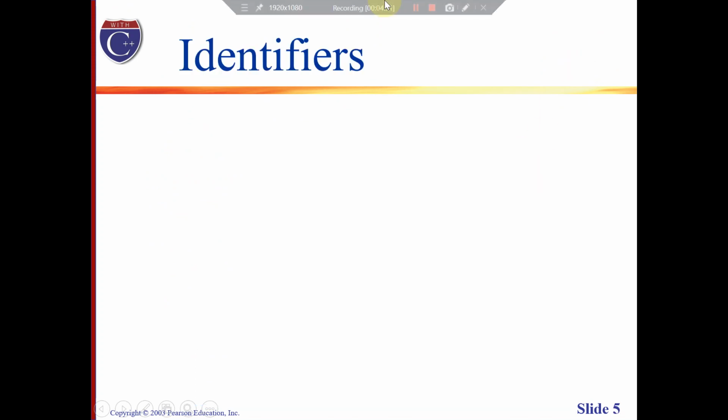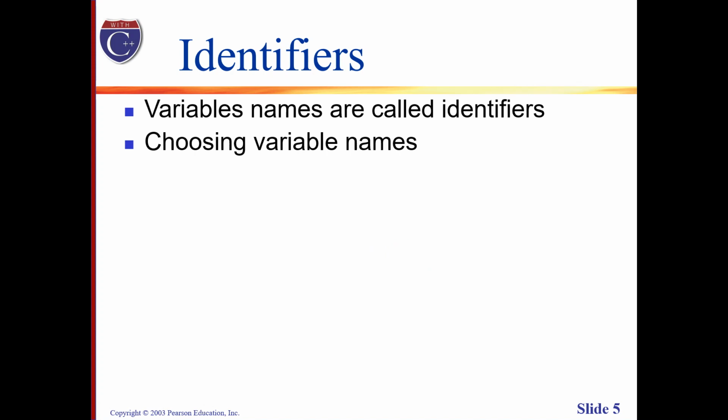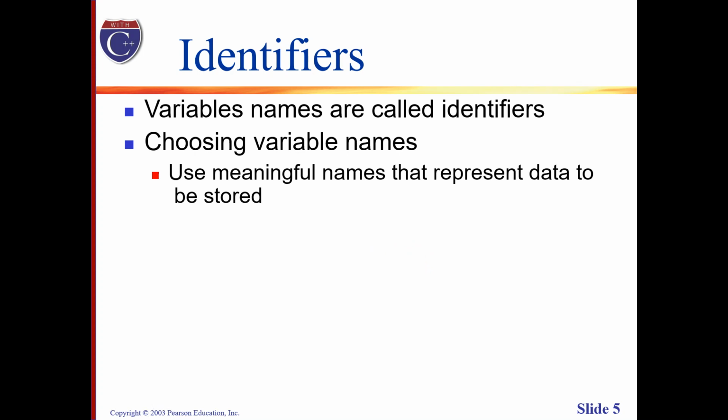Let's now talk about identifiers. As we've mentioned a while ago, identifiers actually refer to variable names. A while ago, we've also seen that we were able to declare variables with different data types. But of course, aside from choosing the right data types, we also have to name our variables the correct way. So how do we choose variable names? In choosing variable names, we must use meaningful names that represent data to be stored.